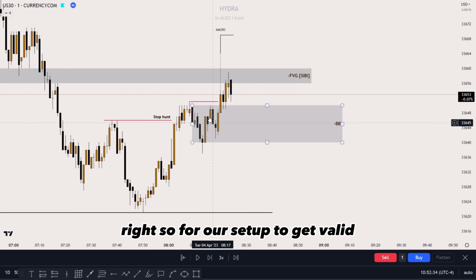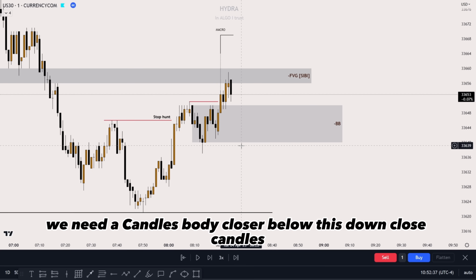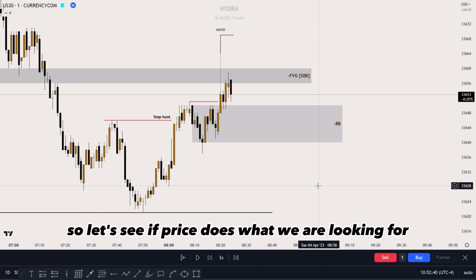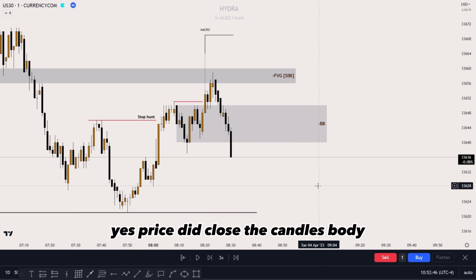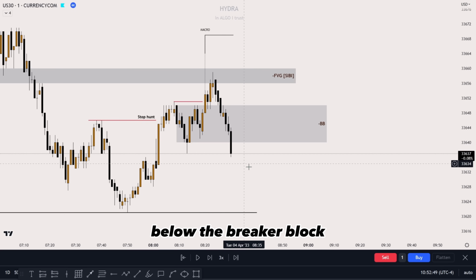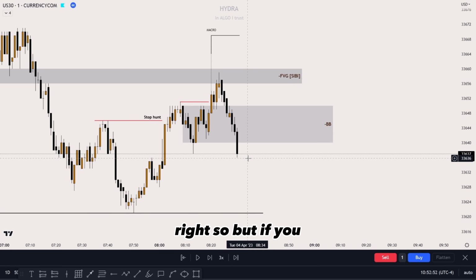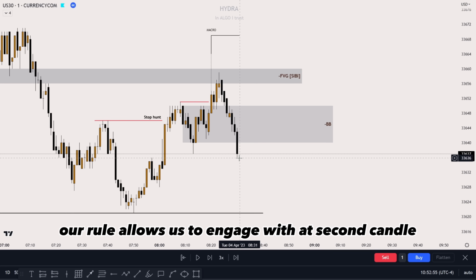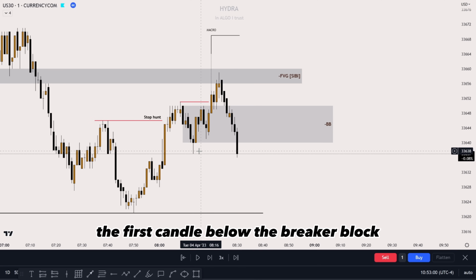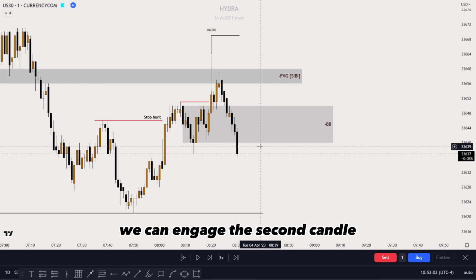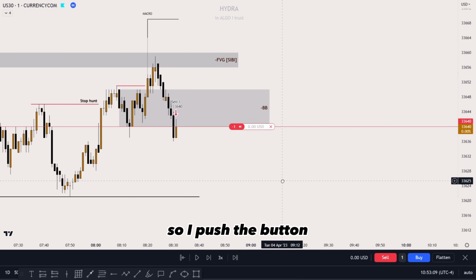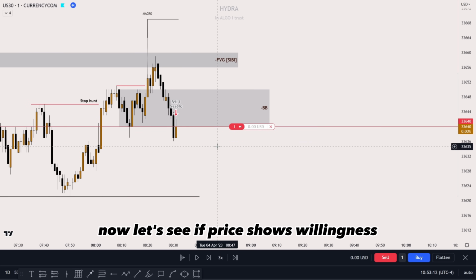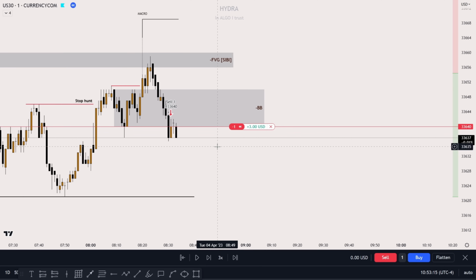So for our setup to get valid, we need a candle's body closure below this down close candle. So let's see if price does what we are looking for. Yes, price did close the candle's body below the breaker block, right? So if you are following our rule, it allows us to engage the second candle. As soon as price closes the first candle below the breaker block, we can engage the second candle. So I push the button. That's the second candle. Now let's see if price shows willingness towards the downside.